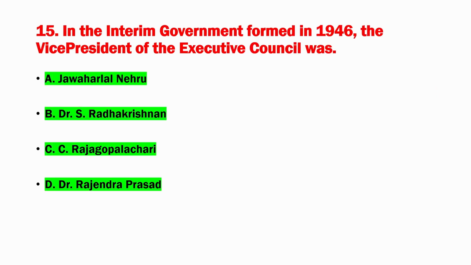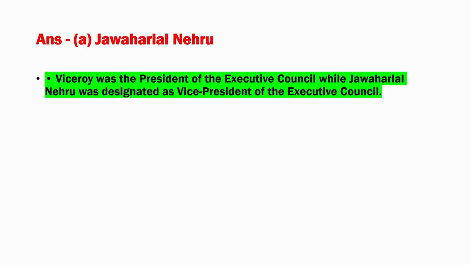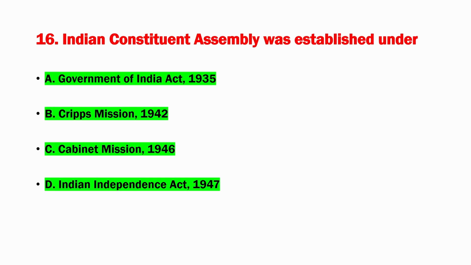15. In the interim government formed in 1946, the Vice President of the Executive Council was. The correct answer is A, Jawaharlal Nehru. The Viceroy was the President of the Executive Council while Jawaharlal Nehru was designated as Vice President of the Executive Council.